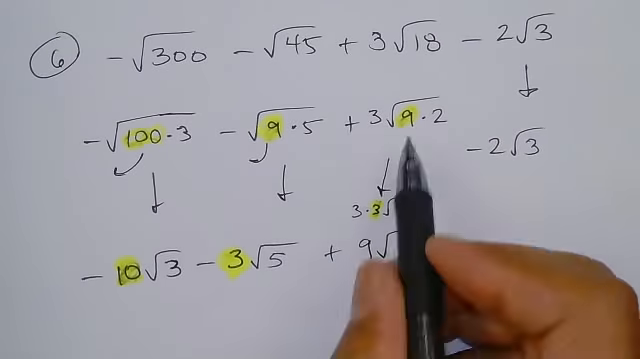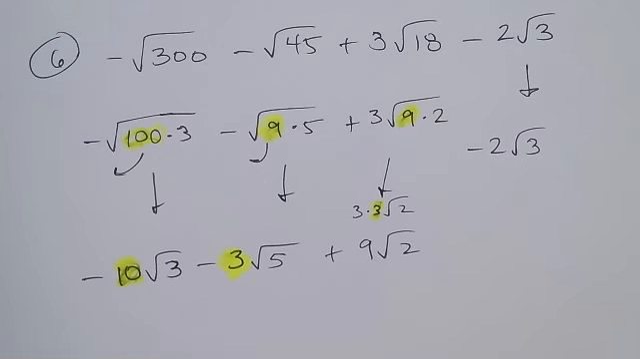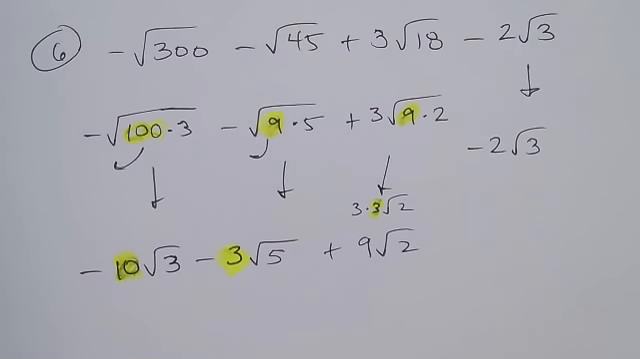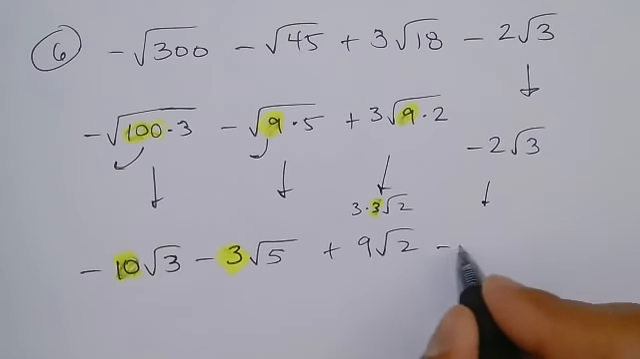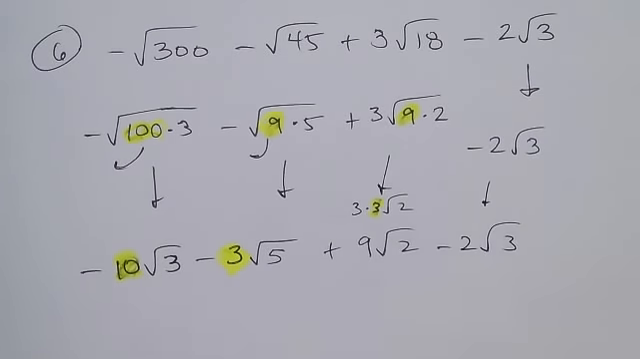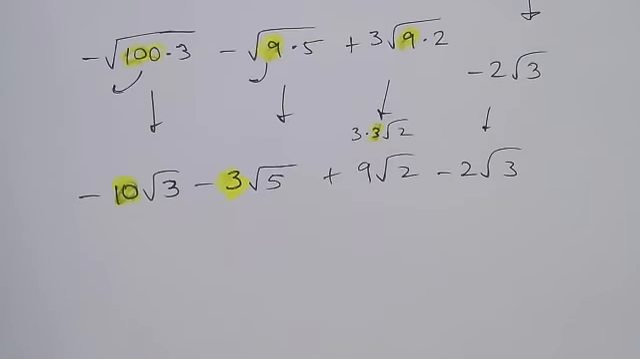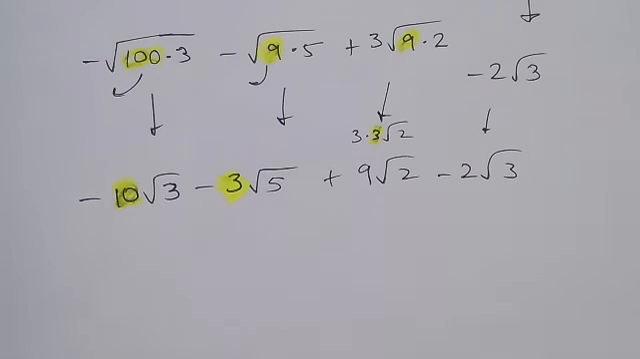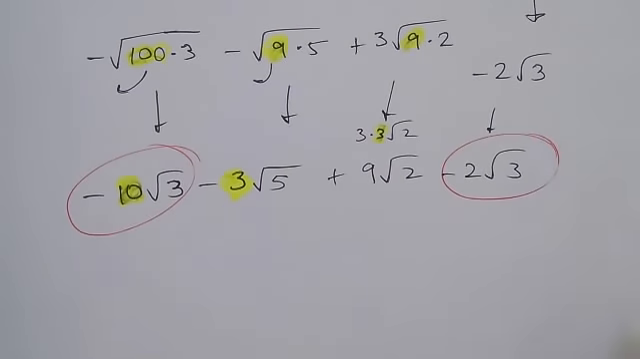Plus what? 3 times 2. That's going to be 3 times 3 root 2. So everybody agrees it's going to be 9 root 2? Yeah. Because that 9 comes out as this 3 right here, which multiplies to this 3, so it's 9 root 2. And then this last one, the minus 2 root 3. That's the final answer?